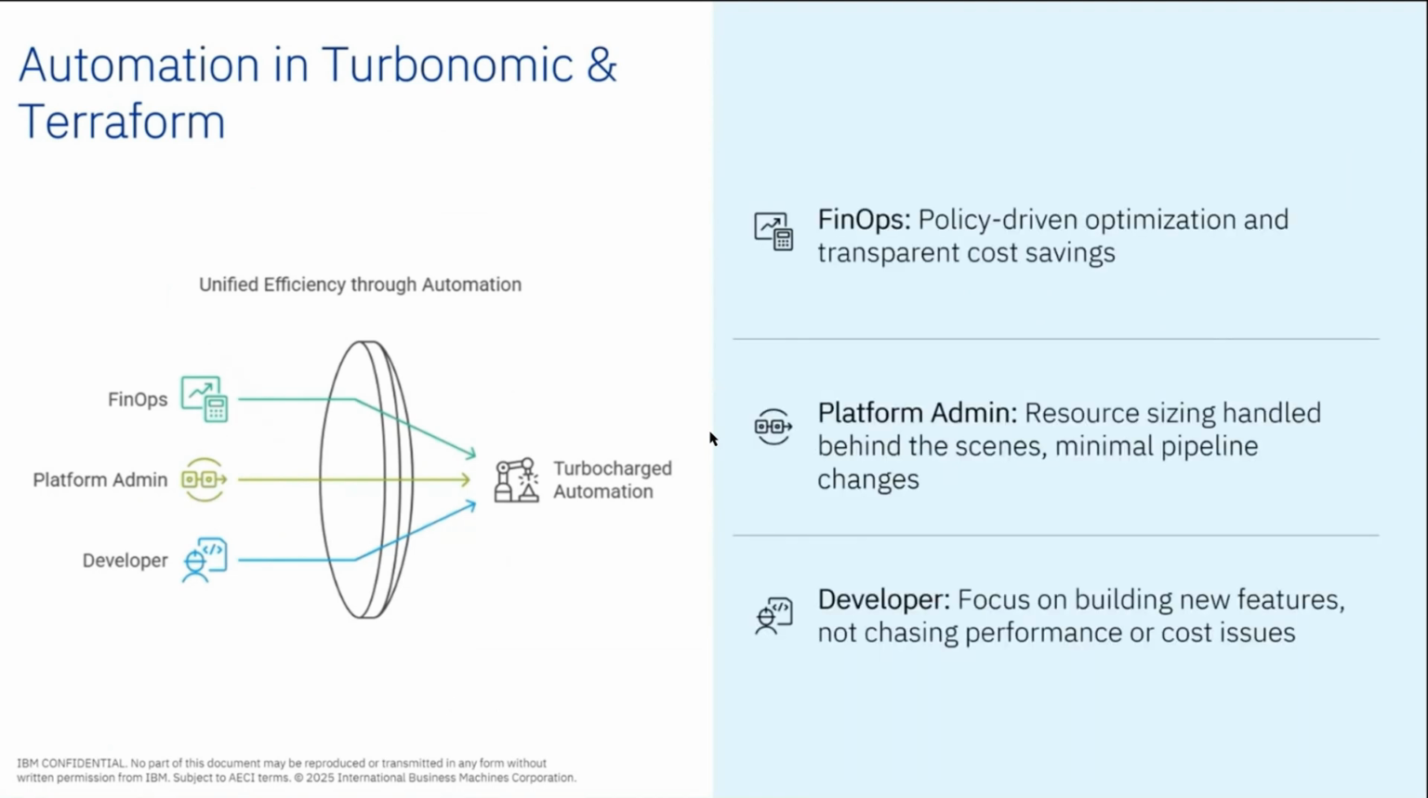FinOps can set their cost or utilization parameters in Turbonomic, and the provider ensures these guardrails are enforced. Platform admins love that they don't have to tear apart existing pipelines. This is basically plug and play with Terraform. Developers are relieved that their resources stay healthy and cost efficient without constant manual tuning. In other words, this is a solution that satisfies all stakeholders, fueling both proactivity and financial discipline.